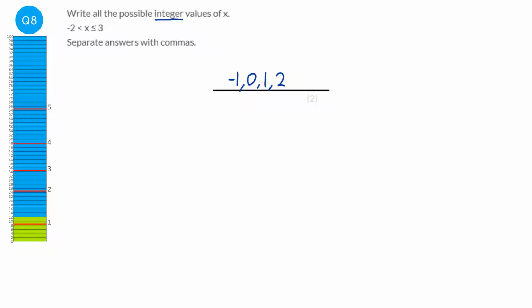The next thing we look at is, can it be -2? Well, there's no little equal sign underneath the inequality, so it can't be equal to -2. But there is one for the 3, so it can actually equal 3.